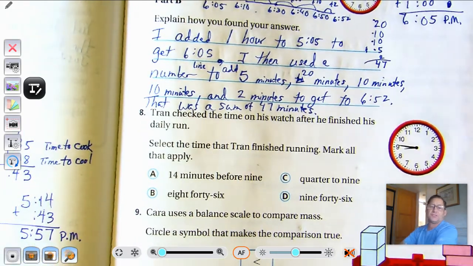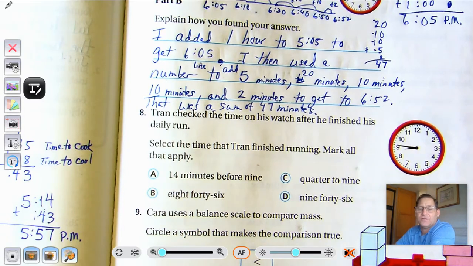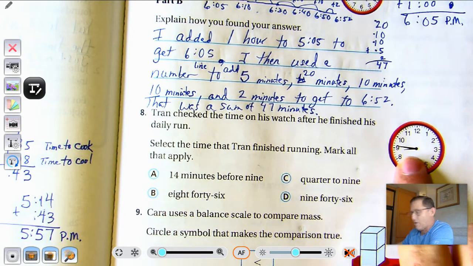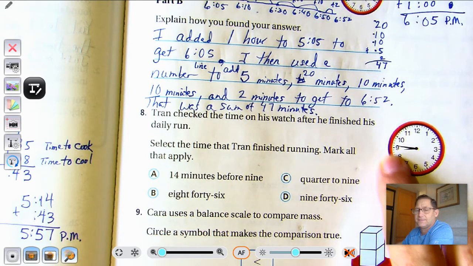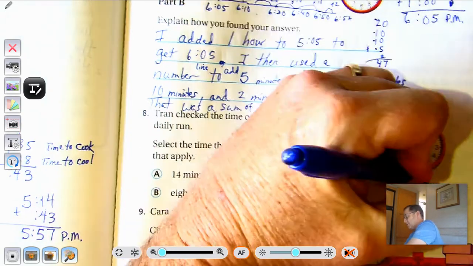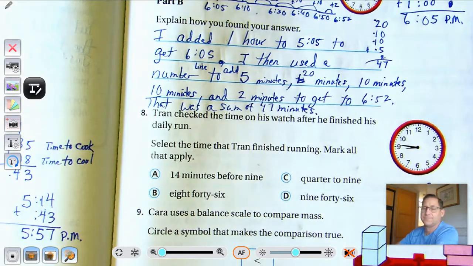Number 8. Tran checked the time on his watch after he finished his daily run. Select the time that Tran finished running. Mark all that apply. All right, so the hour hand is in between 8 and 9. So it's not 9 o'clock yet, but it's past 8 o'clock. So we know it's 8 something.